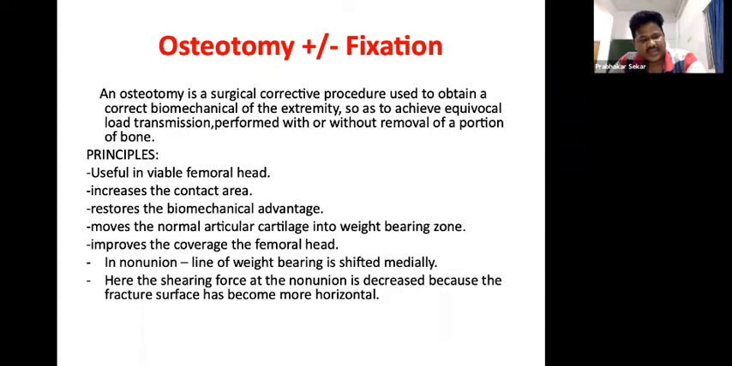The main principle is that it is useful in a viable femoral head: it increases the contact area, restores the biomechanical advantage, moves the normal articular cartilage into the weight bearing zone, and improves the coverage of the femoral head. And in non-union, by shifting the weight bearing axis, you can achieve union by converting the vertical shearing forces into horizontal compressive forces.